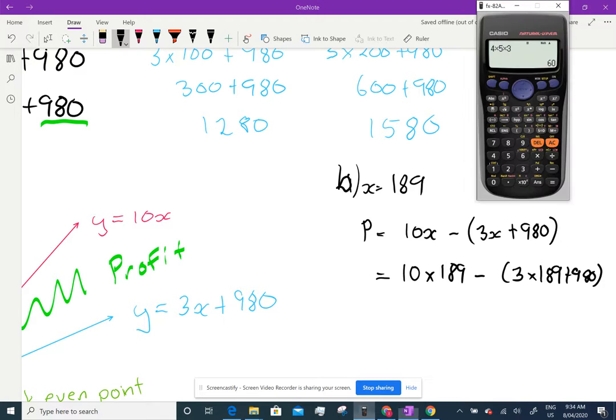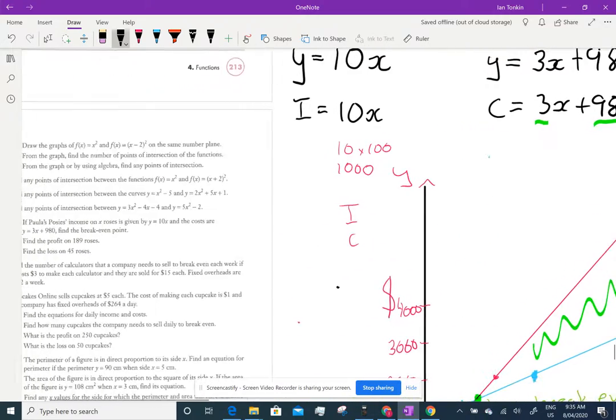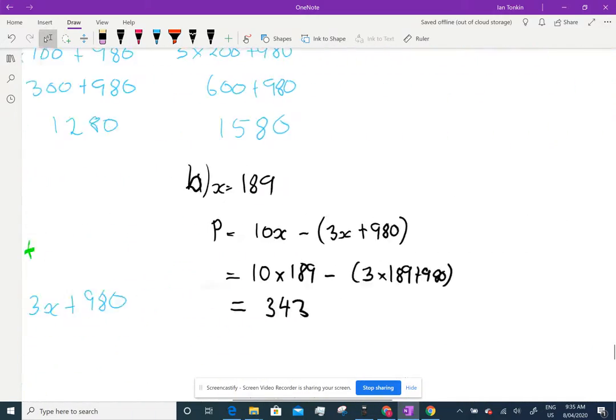Okay, so I pull out my calculator because I'm not doing that one in my head. 10 times 189 minus bracket 3 times 189 plus 980. $343. And I'm just going to get the answers up. Yep.